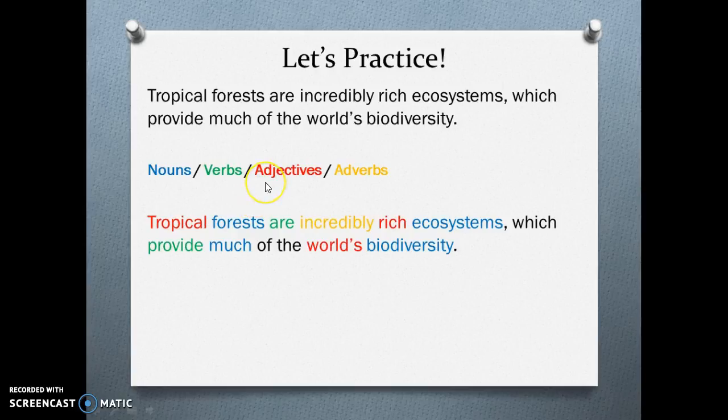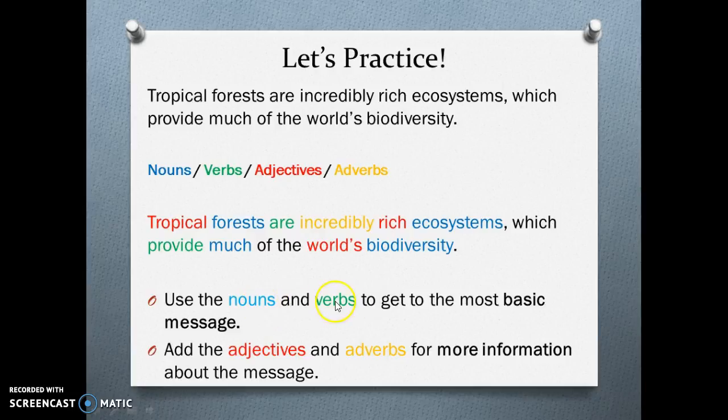When we add adjectives, it gives us more information. What kind of forests? Well, tropical forests. What kind of ecosystems? Rich ecosystems. What about the biodiversity? World's biodiversity. And can we describe the action? And here we have an adverb, and it's telling us about the adjective.